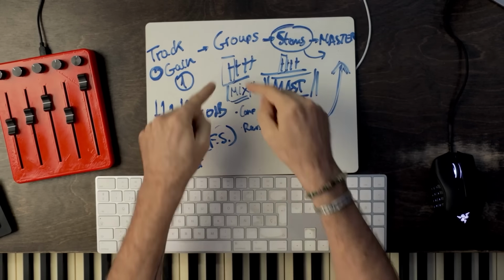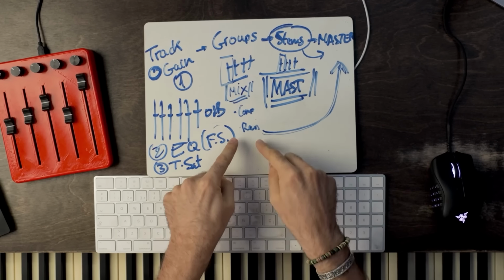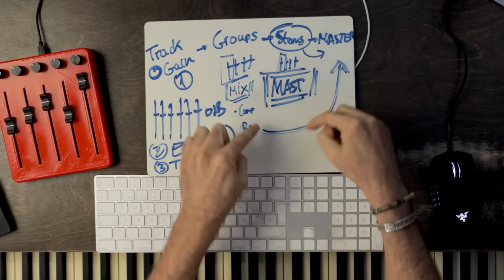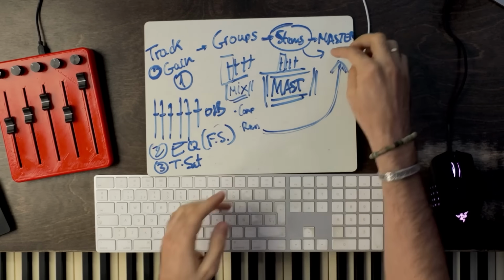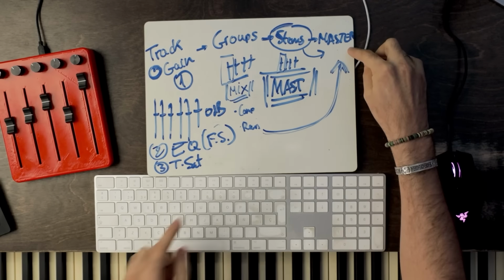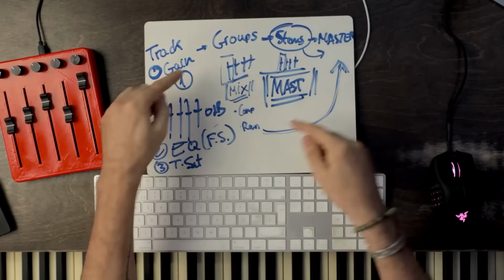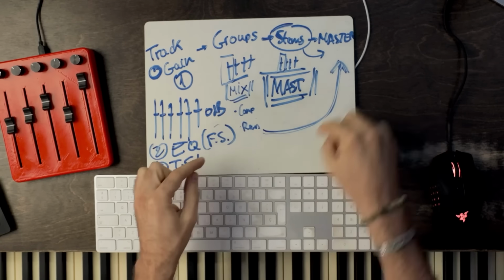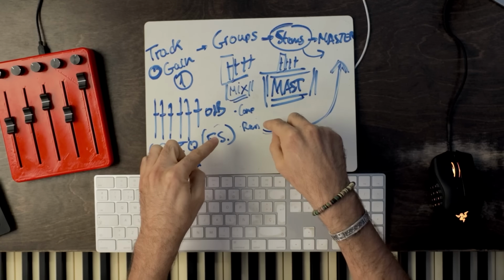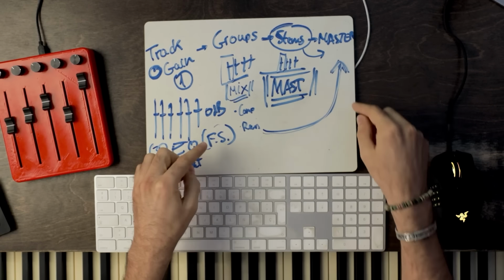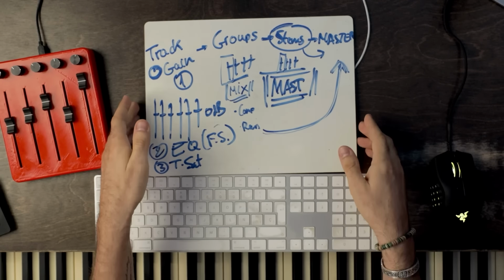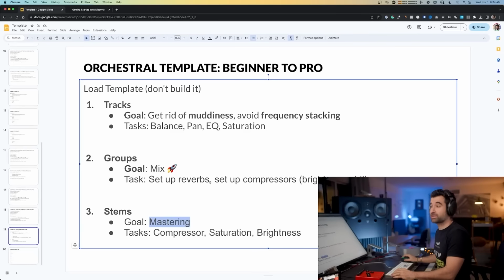At the groups level, here's where the mix happens, a little bit of compression and reverb. And at the stems level, here's where the mastering happens, okay? All of this is gonna go to the master track, from the stems and the reverb sends from the groups. In this drawing there are no effects groups, but you get the idea. So let's get started. Let's follow the plan.